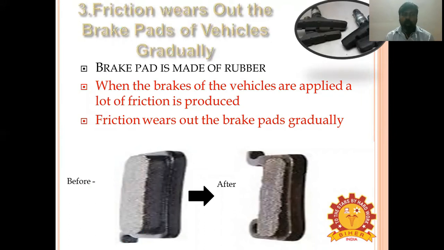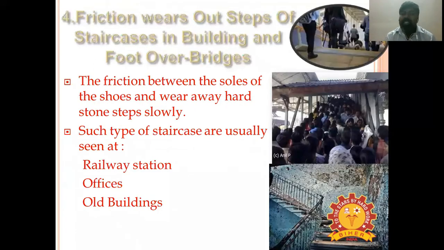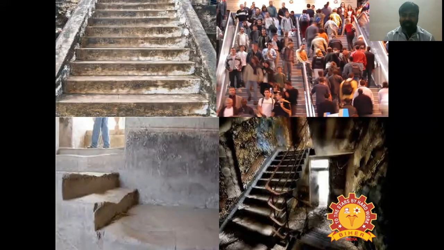Friction gradually wears out the brake pads of vehicles. Brake pads are made of rubber, and their thickness gradually reduces and they may get damaged easily. Then friction wears out the steps of staircases in buildings and foot over bridges. In railway stations, offices and old buildings, we have a lot of this. Nowadays, most places use lifts and escalators, so no one is using these types of steps now.